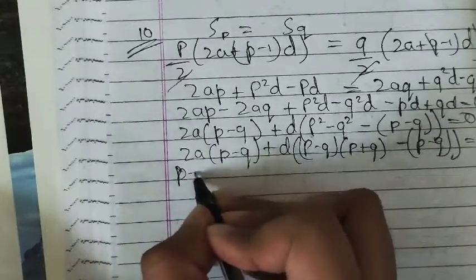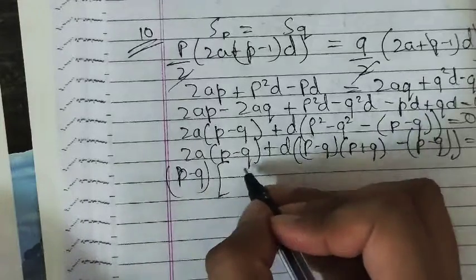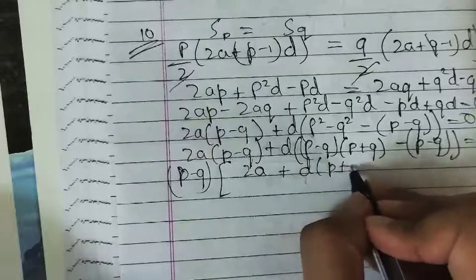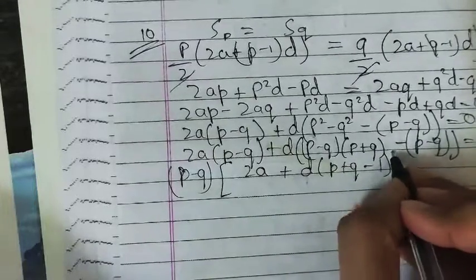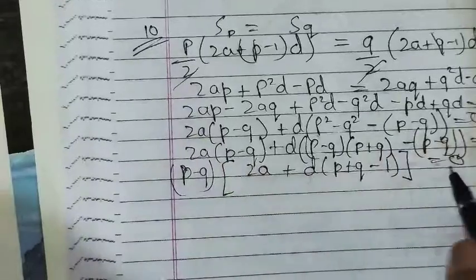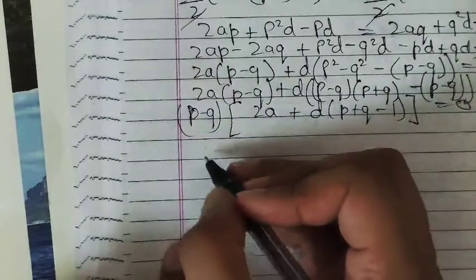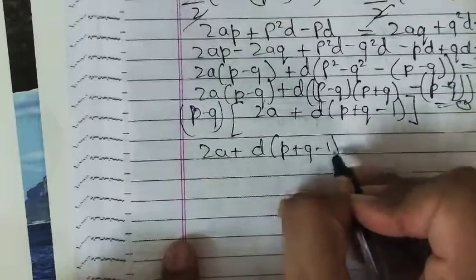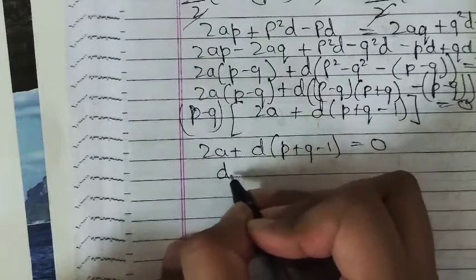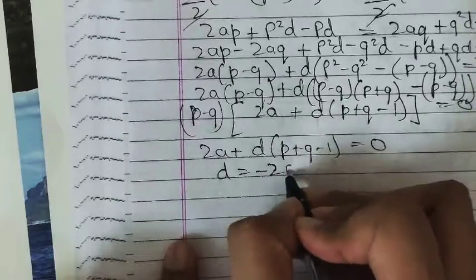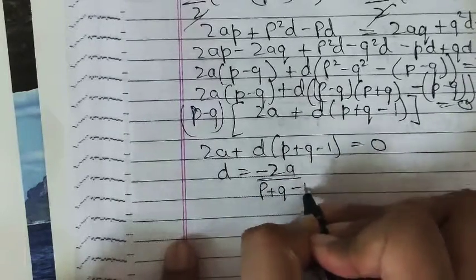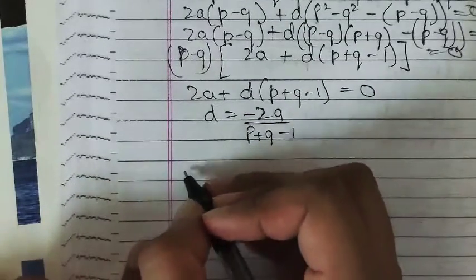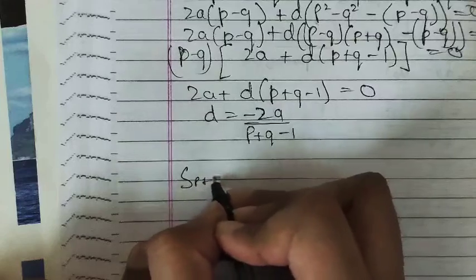So p minus q common throughout, so we have 2a plus d bracket p plus q minus 1 is equal to 0. 0 upon p minus q is 0. So we know that 2a plus d bracket p plus q minus 1 is equal to 0. So d value is equal to minus 2a upon p plus q minus 1, right? So this is d.